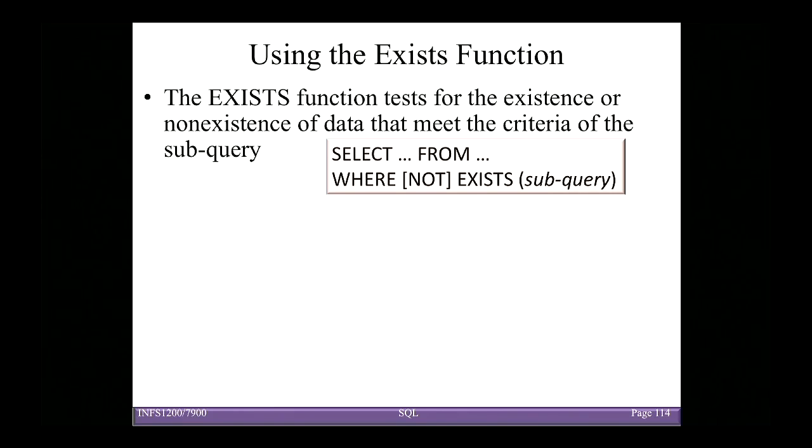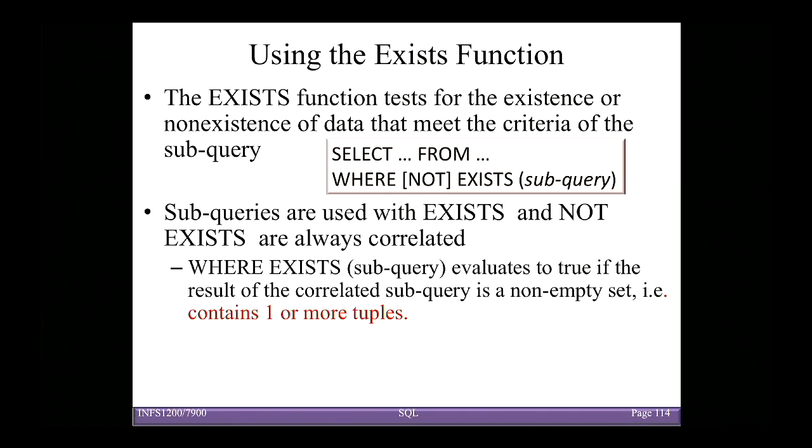Okay, so using the exists function. The exists function tests for the existence or non-existence of data that meets the criteria of the subquery. So you're going to have select from where, and then you're going to have exists or not exists a subquery. Now, there's 2 things that can happen. When you say where exists, if the subquery evaluates to true, meaning at least 1 row is being returned, it's going to satisfy exists, and it's going to return true.